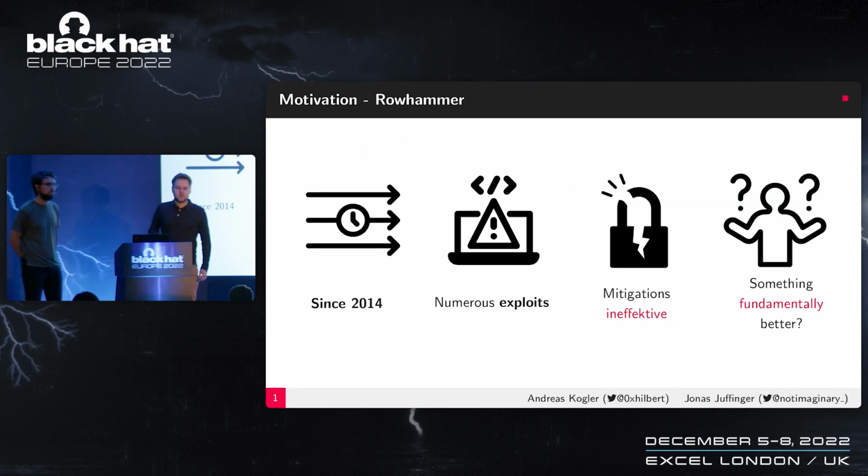Today we're going to talk about a problem, Rowhammer, that exists since 2014. And in this almost 10 years, numerous exploits have been built. And overall, there are countless mitigations proposed. Currently, there are mitigations in place in your modern memory, but we show that they are ineffective. And we think that we can build something fundamentally better, and we will show you today.